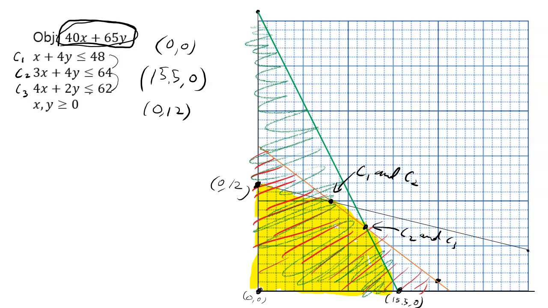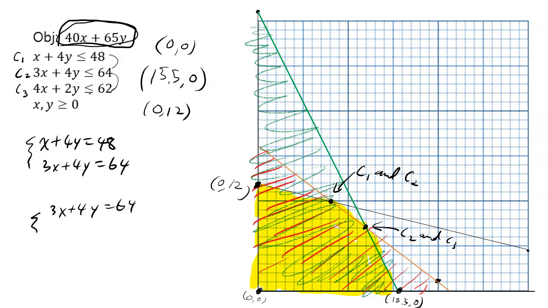So in other words, we have to solve x plus 4y equals 48 and 3x plus 4y equals 64. We have to solve this system in order to find the first intersection, and then we also have to solve the second system, 3x plus 4y equals 64 and 4x plus 2y equals 62, in order to find the intersection of the second two.